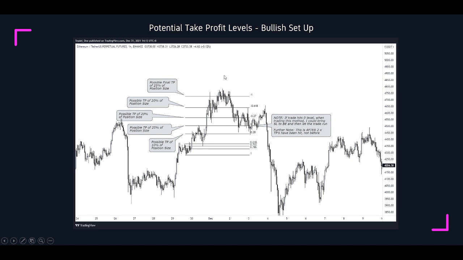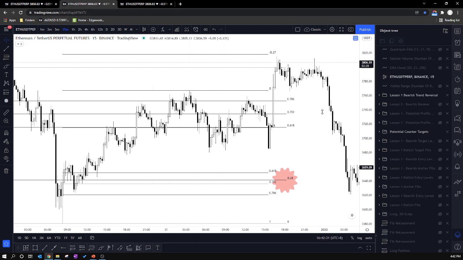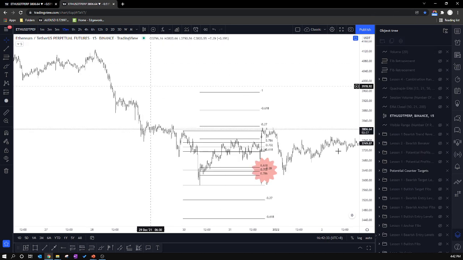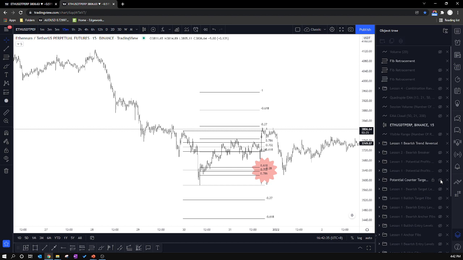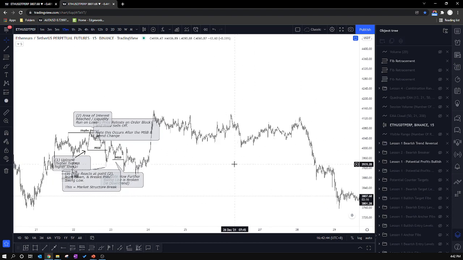So potential take profit levels, a bullish setup. You've got this in your course. I do want to just check this out on our, that was our take profit area. Let's get rid of this guy here. Counter target trends. We have some potential take profits. This is the bearish version, and this is the bullish version. So we'll come back to the bearish in a second, and here we go.